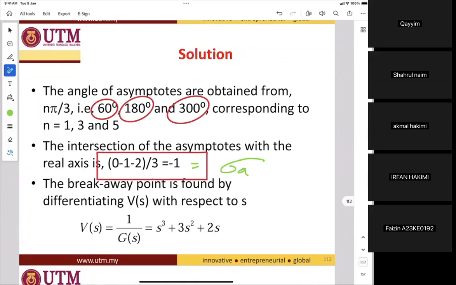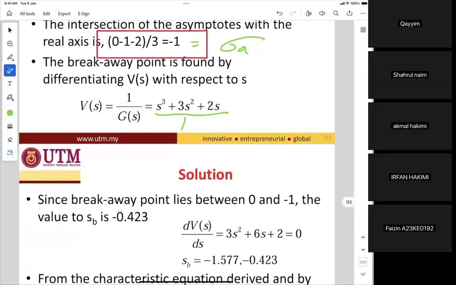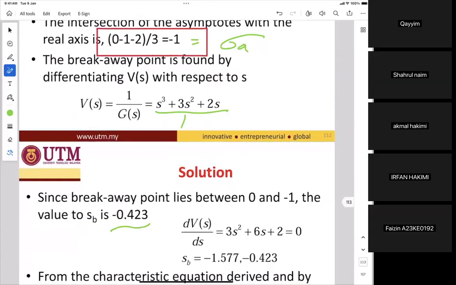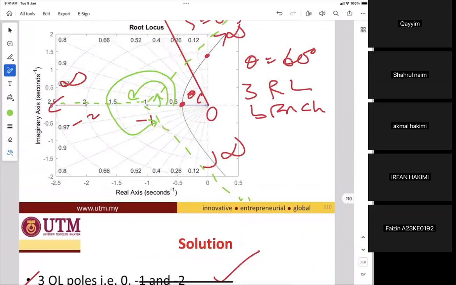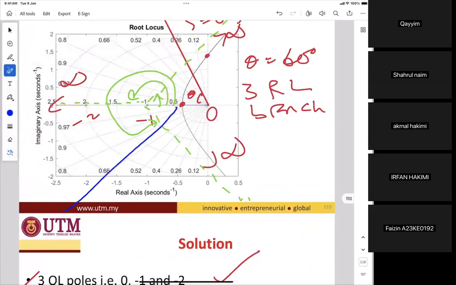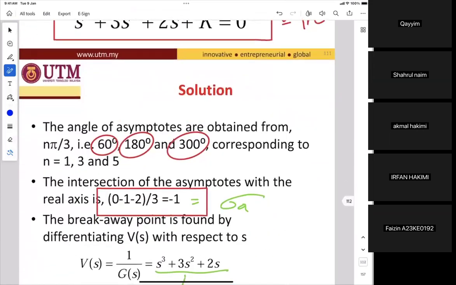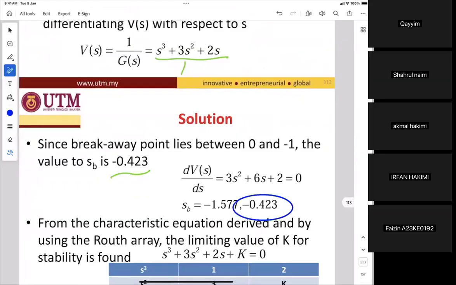Breakaway point by calculus. So you just do differentiation, and you will get minus 0.423, which is over here. Minus 0.423. We choose this one instead of minus 1.577.